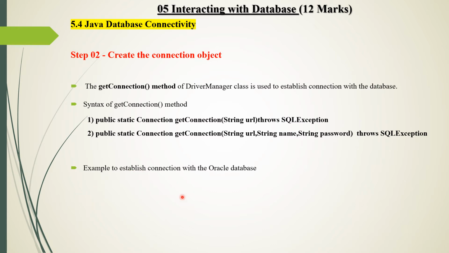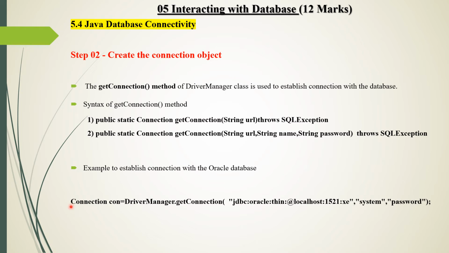Then the example to establish the connection with the Oracle database: Connection con. Here one object is created: Connection con is equal to DriverManager, which is the class, dot getConnection, the method from the DriverManager class, and in brackets we pass, using the second syntax of the getConnection method, first the String url, then the String name, which is system, and the last one is the password. So by this, con is the object created of the Connection class.